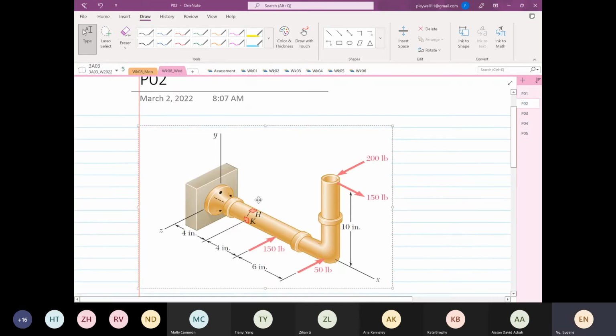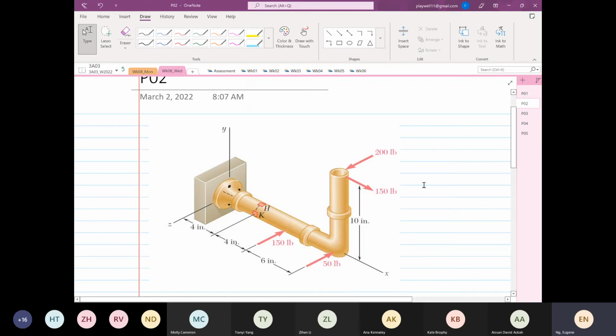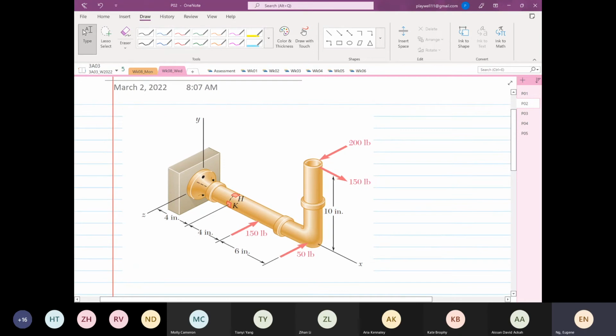Let me draw over here. Okay, on Monday, we started on this example. Let me quickly recap to know where we are. So now we draw our transformation.